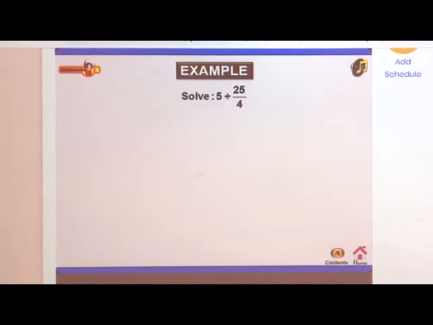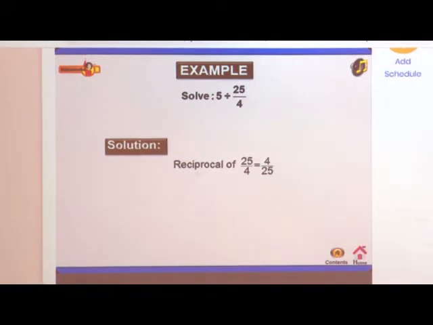Let's work out an example. 5 divided by 25 upon 4. Solution. Reciprocal of 25 upon 4 is equal to 4 upon 25. On multiplying 5 with 4 upon 25, we get the result as 4 upon 5.